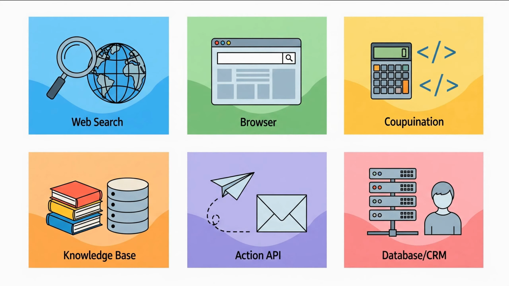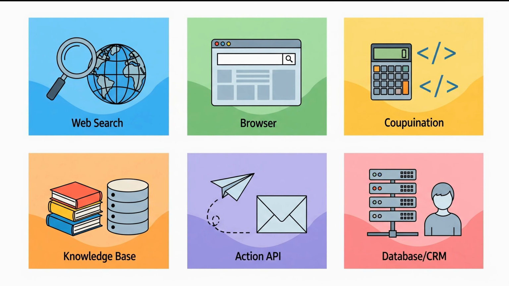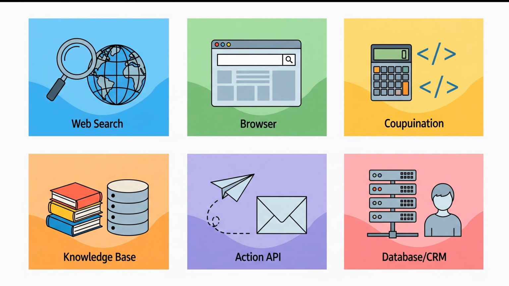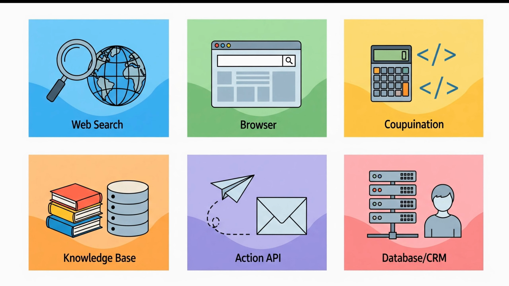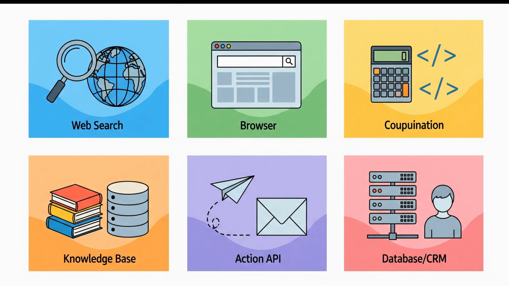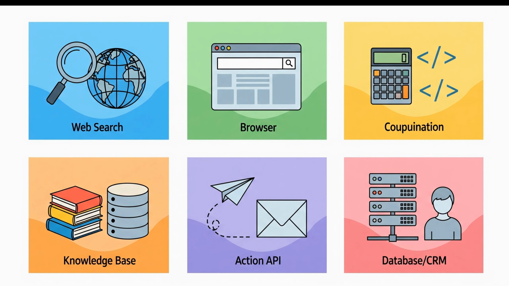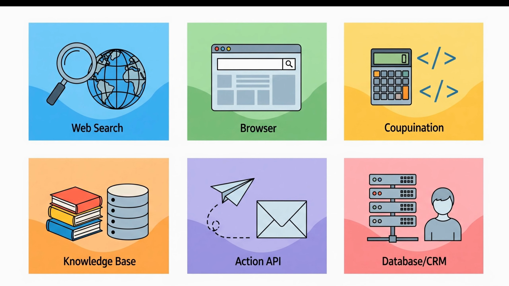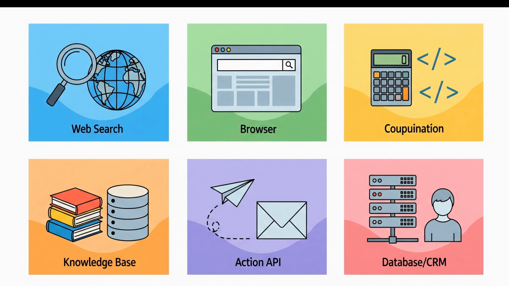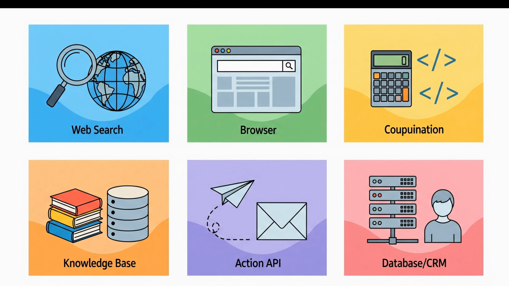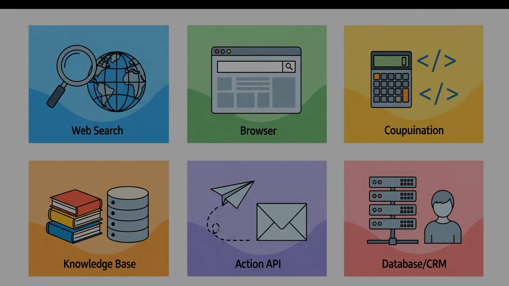Not all tools are the same. Common types include web search or browser tools, computation tools like calculators and code execution, knowledge APIs like internal KBs, action APIs that send emails and create tickets, and connectors to databases or CRMs. Each requires different wrappers and permission models.